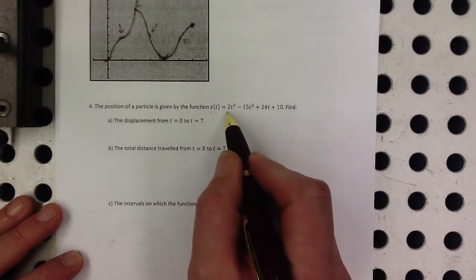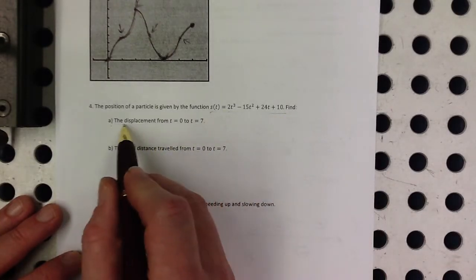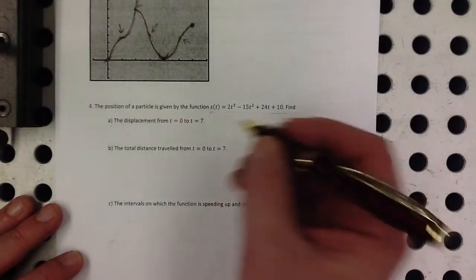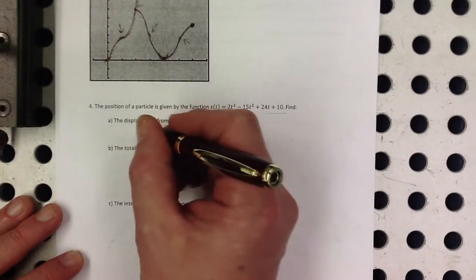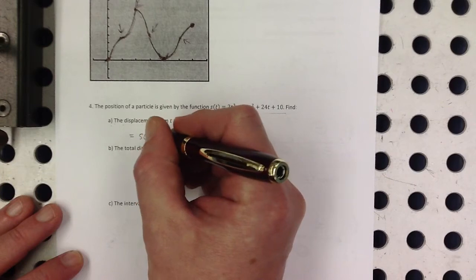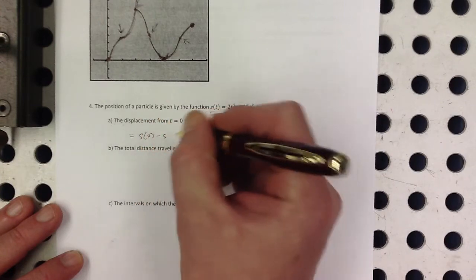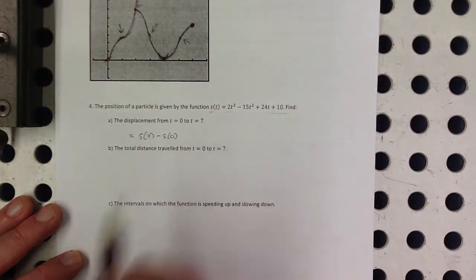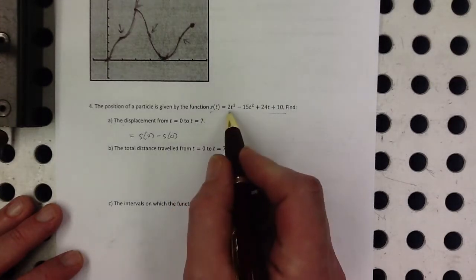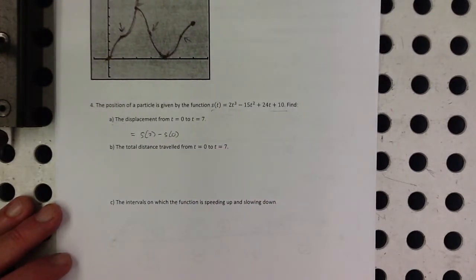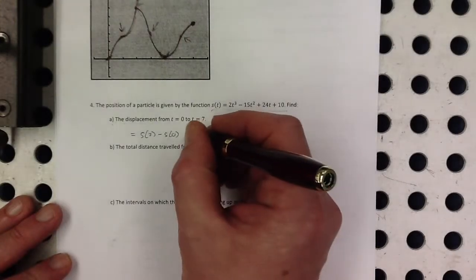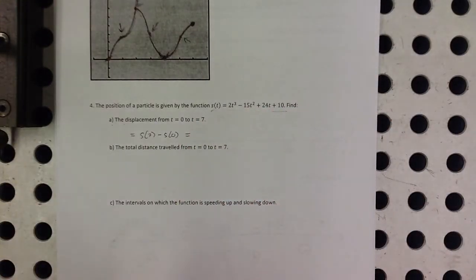So let's see, I've got a position function given here. To find the displacement, by definition, displacement is equal to the change in position. So that's s of 7 minus s of 0. And 7 cubed, oh dear. I suppose you might have been tempted to do this with your calculator. Let's go ahead and say that that's okay. But 7 cubed is 343, isn't it? I think I know that one. 2 times 343. Actually, let me just check.